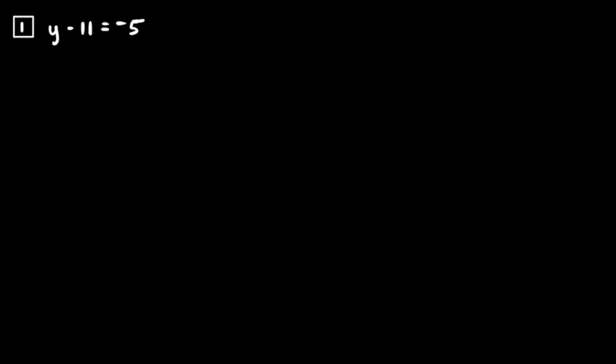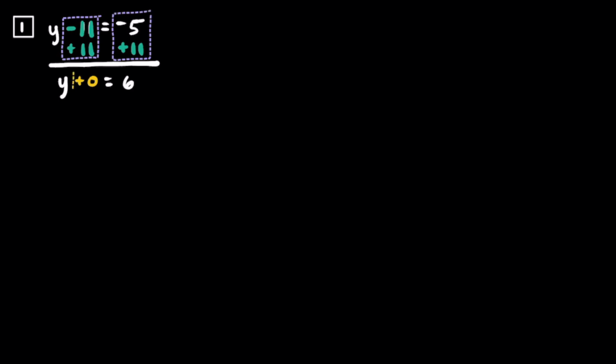In example 1, we have the equation y minus 11 is equal to negative 5. To solve this, let's use the addition property of equality and add 11 to both sides of the equation. When we do that, notice how this positive 11 and negative 11 on the left side are going to combine to make 0 since they're opposites, so we can write y plus 0 on the left side, and that's going to be equal to, well, on the right side we have this negative 5 plus 11, and that's just equal to positive 6. Based on the identity property of addition, we don't really need to write this plus 0, so we can write our solution as y is equal to 6.